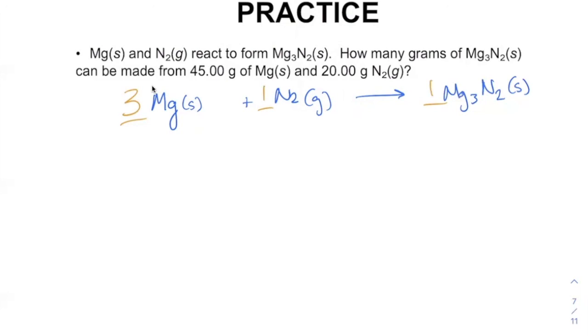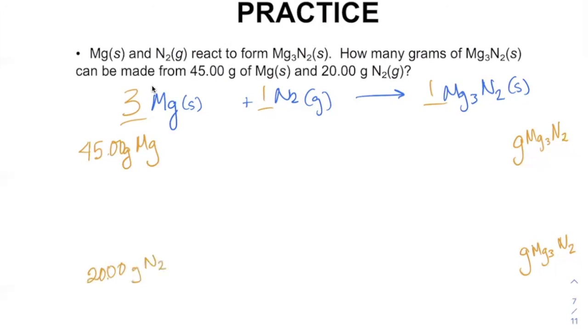Now the problem asks, how many grams of product, Mg3N2, is formed if we start with 45.00 grams of magnesium, or if we start with 20 grams of nitrogen. Now we solve both of these dimensional analysis problems and figure out which reagent gives us the smallest amount of product, which means that's the limiting reagent. That's the answer. Whichever one comes out to be the smallest number is our winner. We will finish this problem in class.